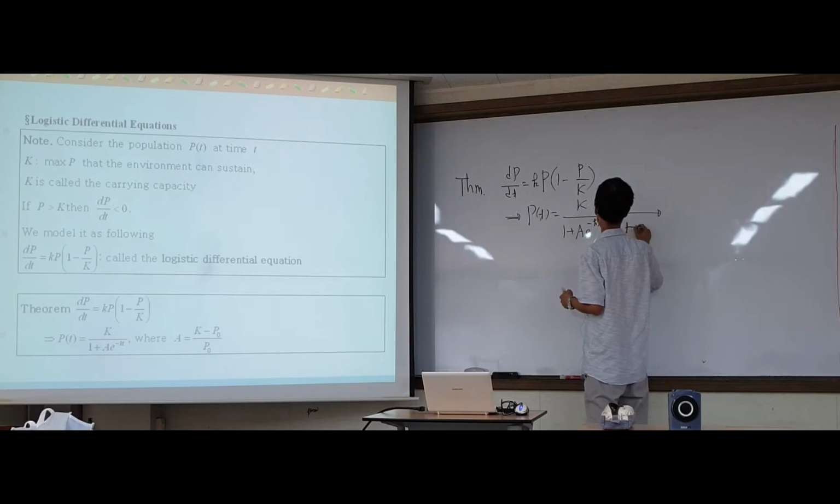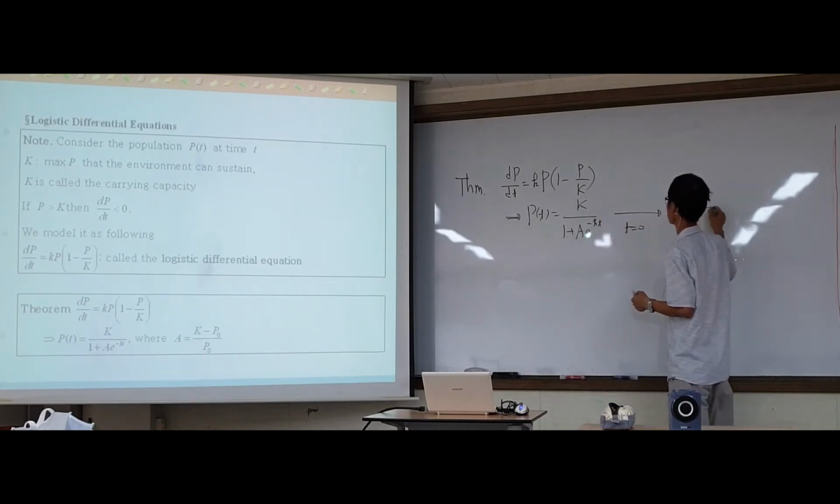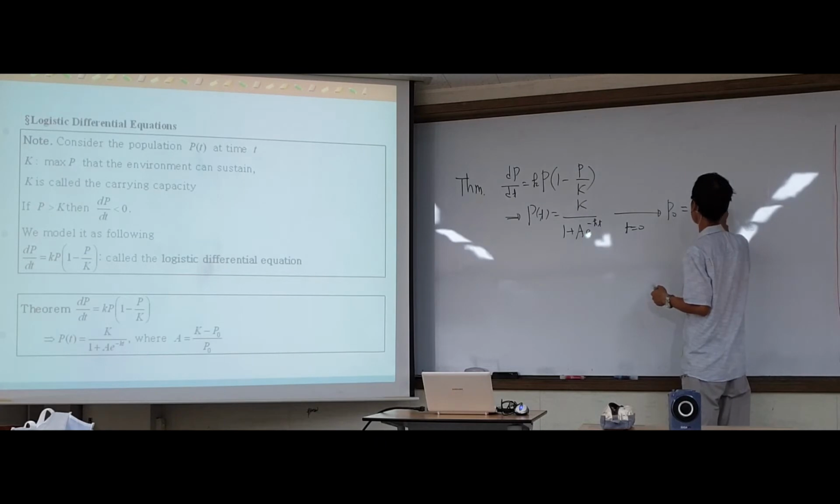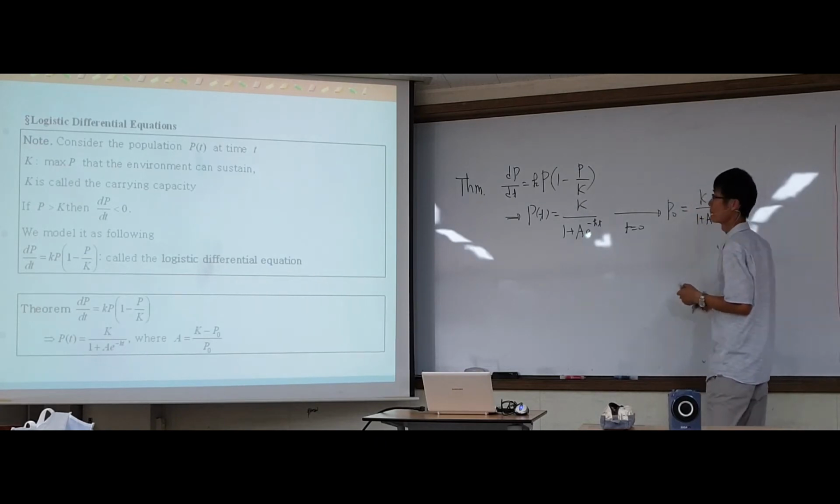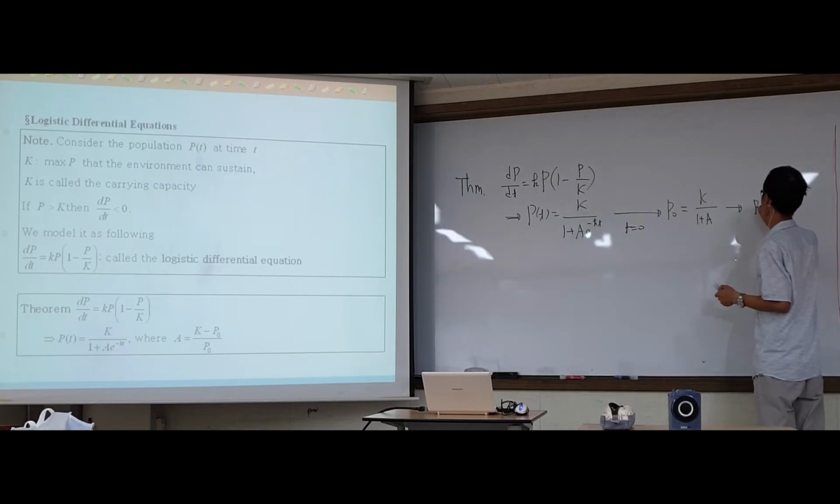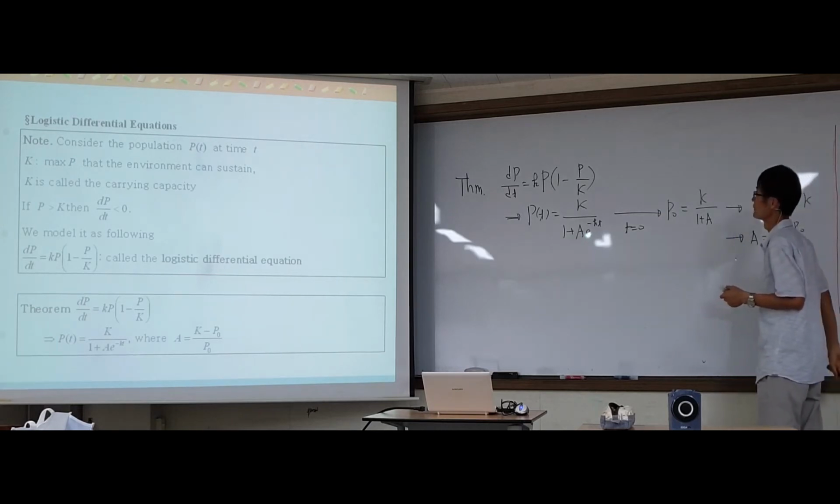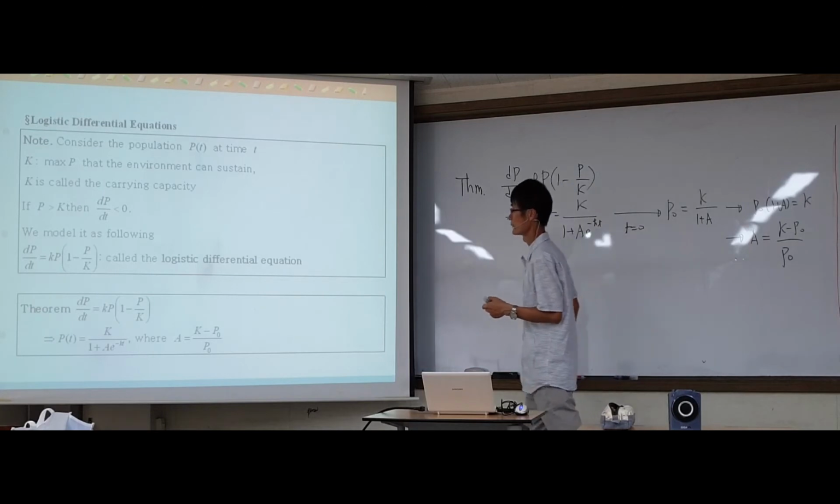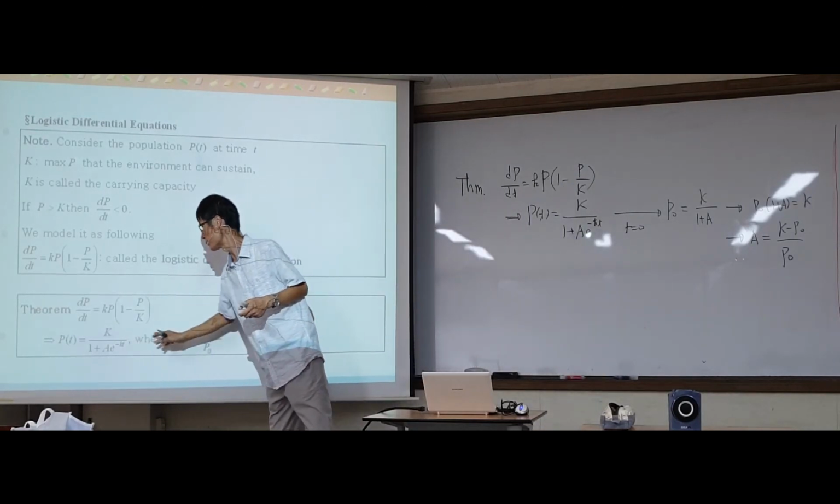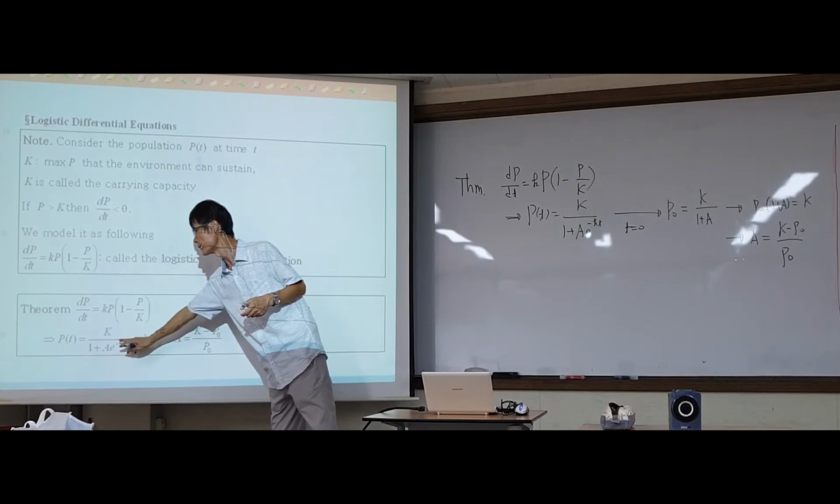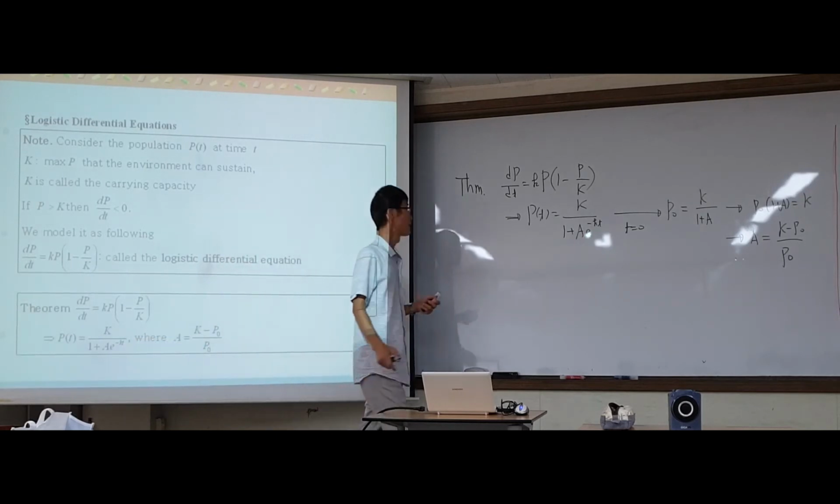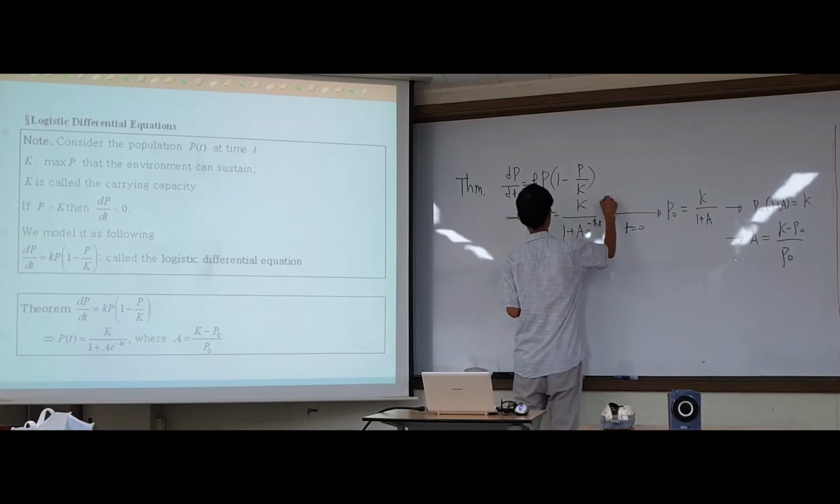And by putting t equals 0, you can see that p0 equals k over 1 plus a. So you can see that p0 times 1 plus a equals k, and so you can see that a is k minus p0 over p0. Okay, so this part is naturally obtained by replacing t with 0. And so how to get this solution?